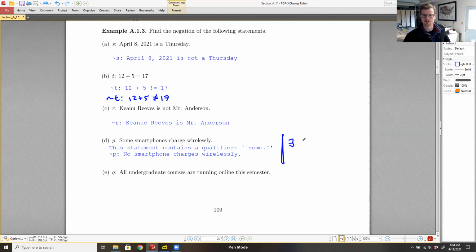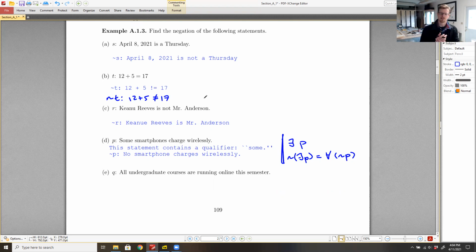there exists a smartphone that charges wirelessly. The negation of that would actually be for all smartphones do not charge wirelessly. So there exists becomes for all, and P, whatever the statement is that follows all or some, becomes not that. So some smartphones charge wirelessly, all smartphones do not charge wirelessly.